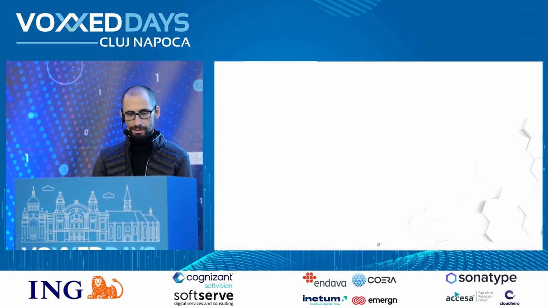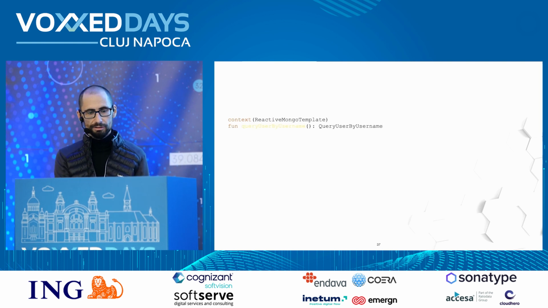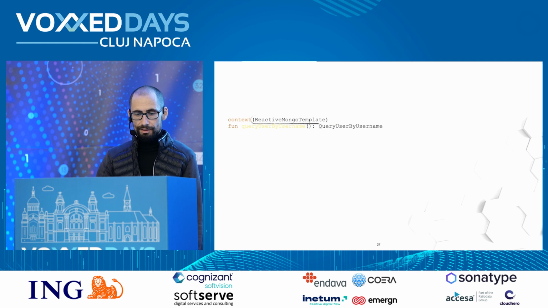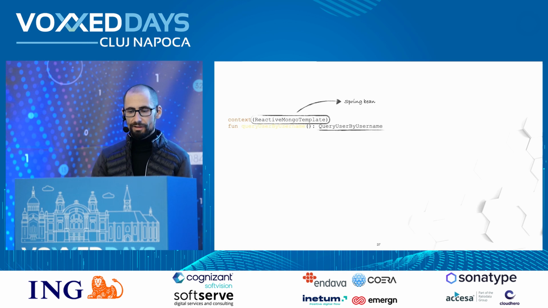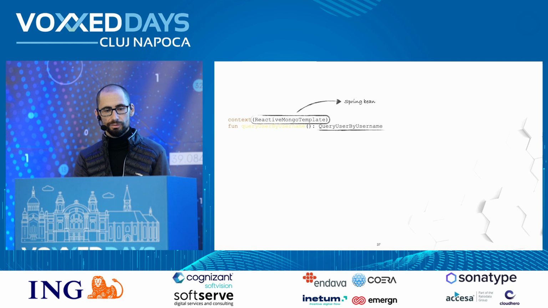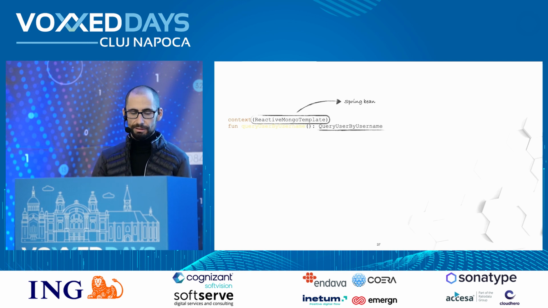Okay, so I've implemented this. The signature looks like this. Again, reactive Mongo template is a Spring Bean. However, our type is not, and we don't want to use any annotations. But Spring Framework thought about this as well.